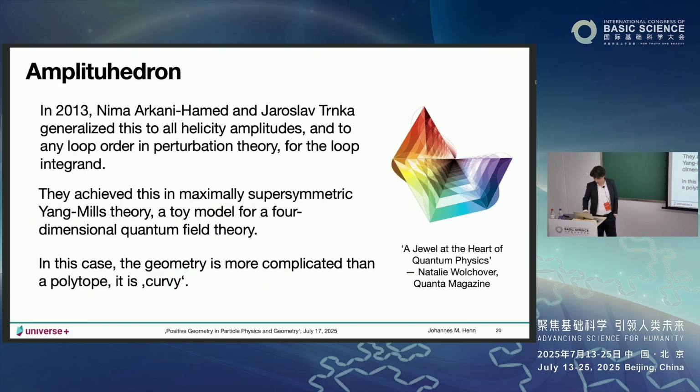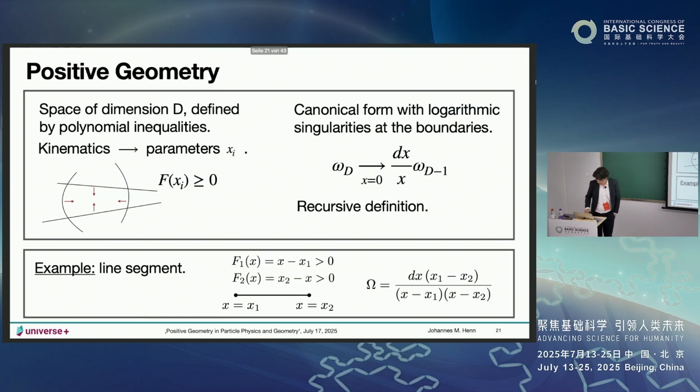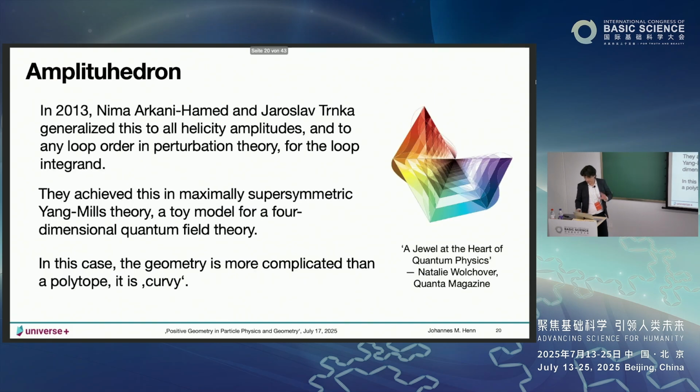Okay, so we have this amplituhedron. Now, I said this also applies to the loop order. I just now like to give you a kind of toy example of how to think about this. In what way does it encode the loop corrections? Or more precisely, actually, the loop integrand.